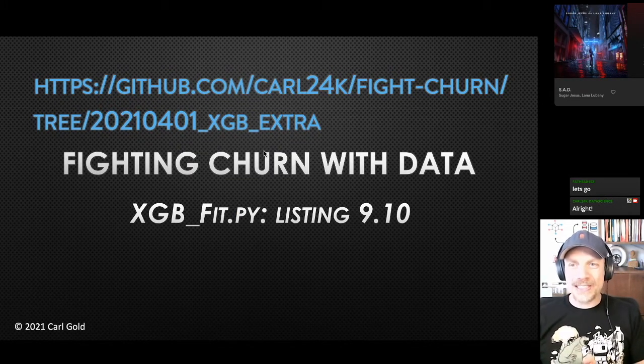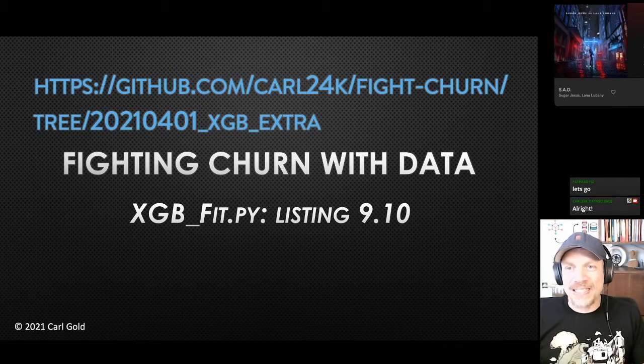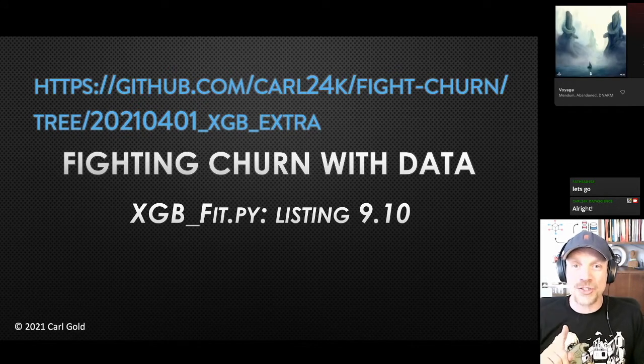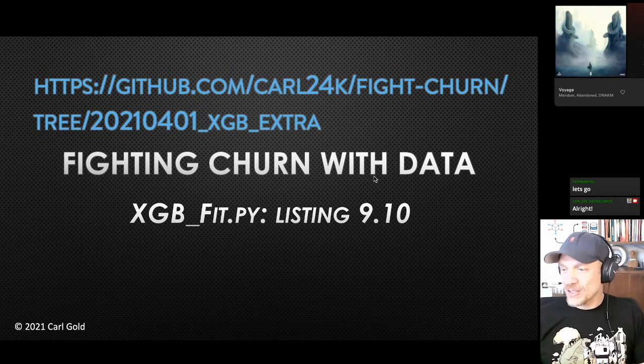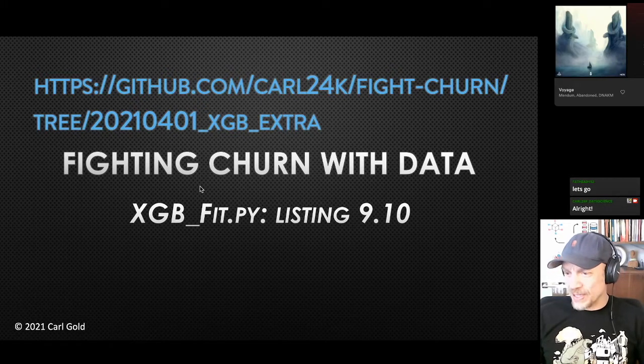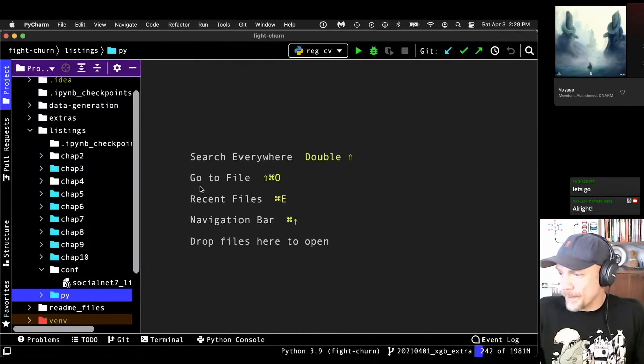All right, let's look at fitting our first XGBoost algorithm. And as I said earlier, this code is actually not in the master branch for the book. I put in a few extra XGBoost examples, like the one we're going to look at right now, and it's in this branch 2021-0401. It's my April Fool's branch, XGB Extra. So let's go to the code and look at listing 910, where we'll do our first XGBoost fitting.